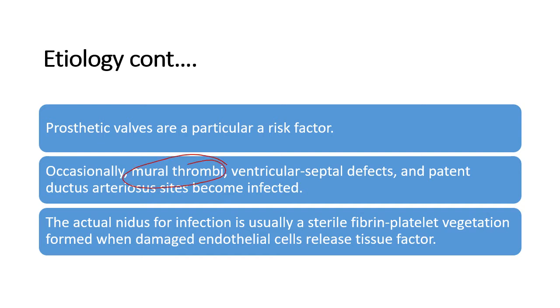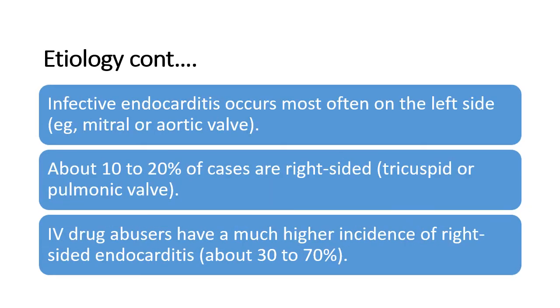Occasionally, mural thrombi, that is thrombi occurring in the heart chamber, ventricular septal defect, and a patient with patent ductus arteriosus can become infected. Of course, remember, a blood clot is a good culture medium for bacterial growth. The actual nidus for infection is usually a sterile fibrin platelet vegetation formed when damaged endocardial cells release tissue factor. So this becomes the actual site where infection starts.